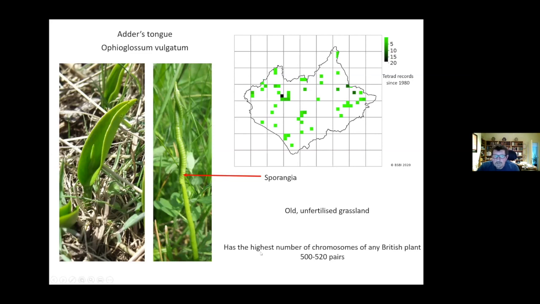It has the distinction of the highest number of chromosome pairs of any British plant. It's got between 500 and 520 pairs. And if you're asking yourself, well, that isn't very precise, is it? Well, you try counting them. They're tiny. And how can you even keep count? It must take forever. You must have to say, well, 396, 397.